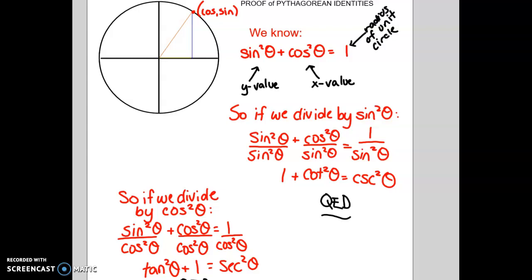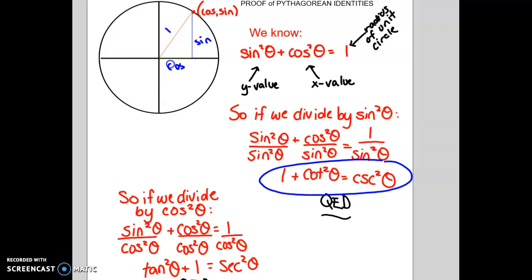So we're going to start section 6.2 with a proof of the Pythagorean identities. We know that sine squared plus cos squared equals 1 just because of the unit circle, right? This is cos and this is sine and this is 1. So sine squared plus cos squared equals 1. Now, if you divide everything by sine squared, this part becomes 1, this part becomes cotan squared, and then 1 over sine squared becomes cosecant squared. So that means that 1 plus cotan squared is cosecant squared. That would be the proof of how we got this next identity.